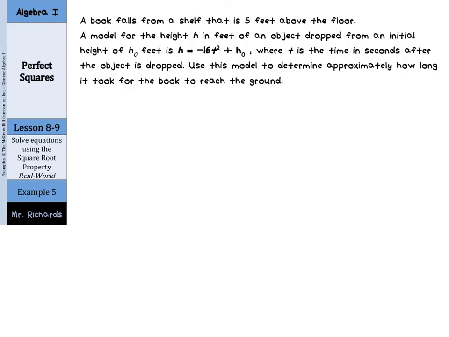A book falls from a shelf that is 5 feet above the floor. A model for the height h in feet of an object dropped from an initial height of h0 feet is h equals negative 16t squared plus h0, where t is the time in seconds after the object is dropped. Use this model to determine approximately how long it took for the book to reach the ground.